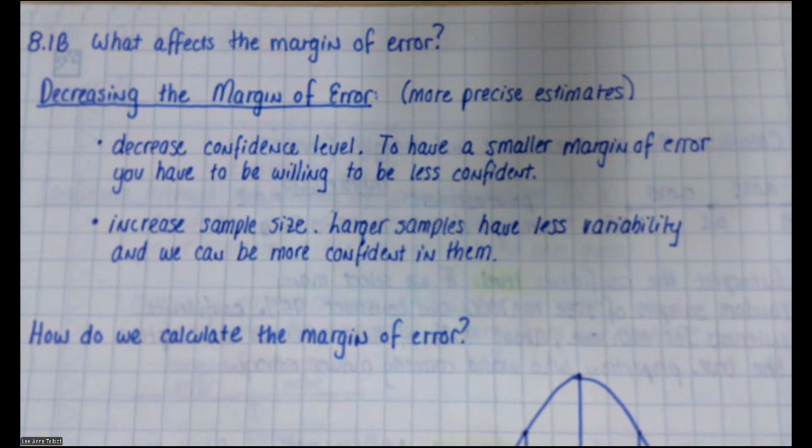But it's also a math reason, because when we do our math, you guys remember how the sample size is in the denominator? So as you increase the denominator, the number gets smaller, and so it would decrease your margin of error. We're going to talk about that in the next statement, where I say, how do we calculate the margin of error?